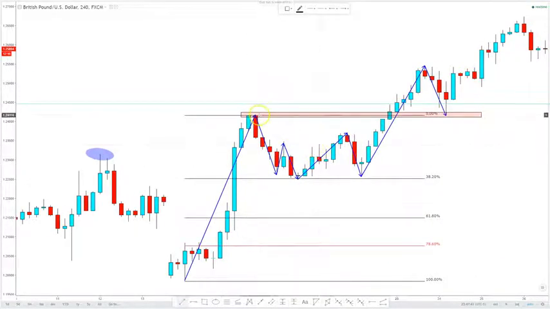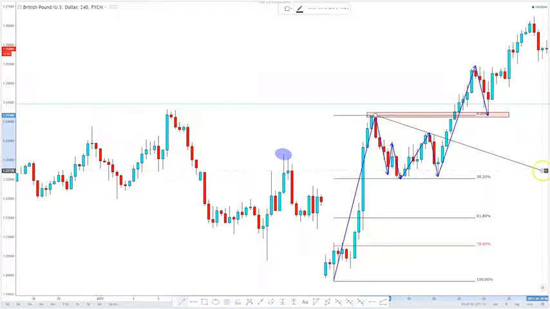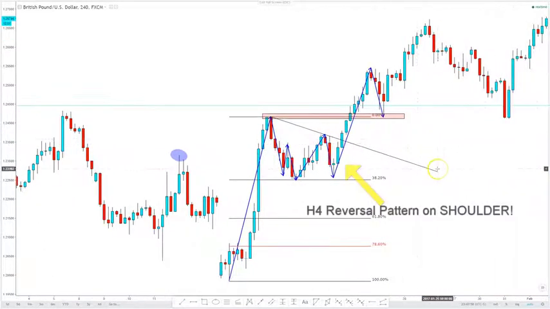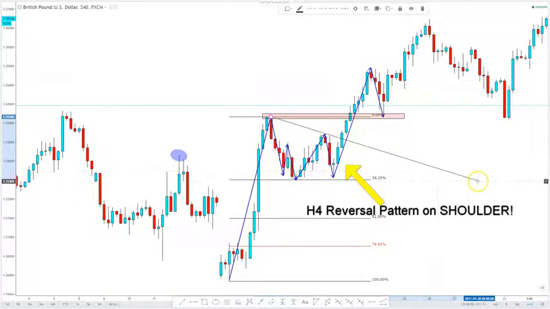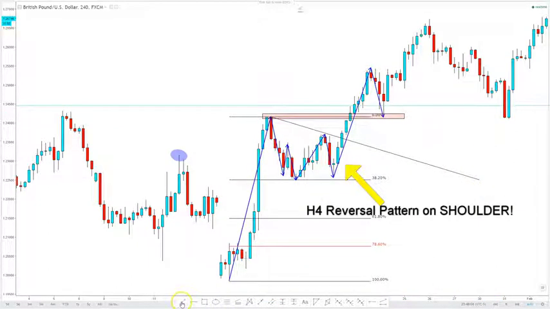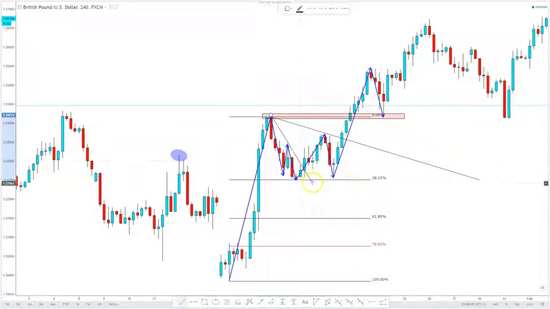And then what I'm going to do is draw a trend line from this high to this lower high right here. All right, this is a counter trend line. Boom, I'll put another trend line right here. That one got broken, obviously.